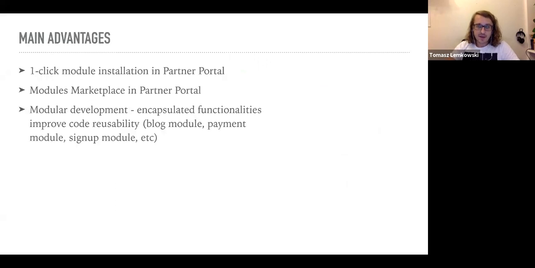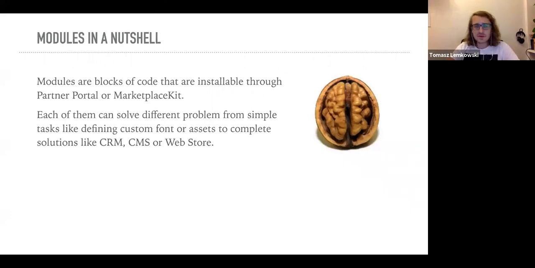So in a nutshell, modules are blocks of code that are installable through partner portal or marketplace kit. You can have different kinds of modules. They basically solve all the problems we can face building marketplaces or web. So you can build huge monolithic modules that will simply install on your instance and become a site, web page, CRM, CMS, whatever. Or it could be a small component that just serves some purpose, like integrating payments or simple custom assets or fonts. So whatever the problem is, you can basically solve it with modules.